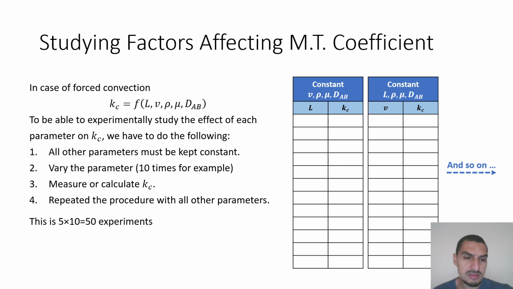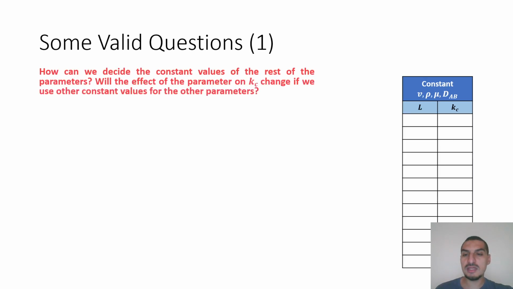So this sounds nice and sounds like a good approach, but if you take some time to think about this, there will be some questions that will jump into your mind, and they're very logical and legitimate questions. So the first question, let's say we agreed that we are going to keep v, rho, mu, and d constant, and we are going to change L. But the question is, what are the values of v, rho, mu, d that you are going to keep constant?